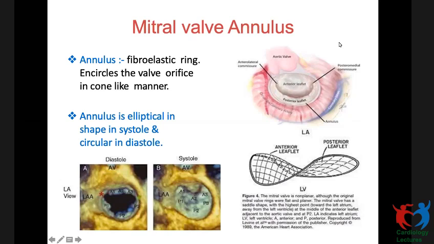Okay. Coming to the basic anatomy of the mitral valve apparatus, initially the mitral valve annulus. The annulus is nothing but a fibroelastic ring that encircles the valve orifice in a cone-like manner. And the annulus is elliptical in shape in systole and circular in diastole.